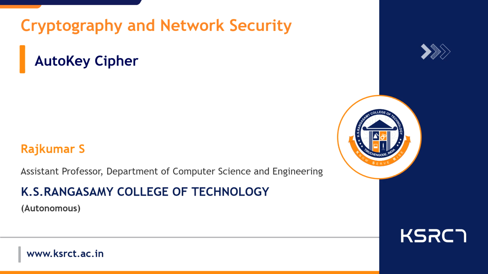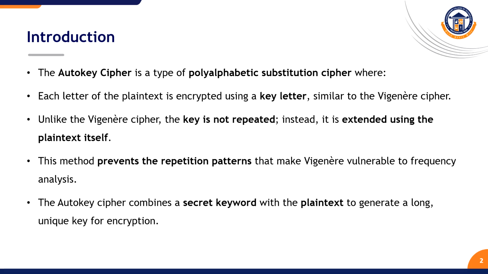Hi everyone, today we're going to see one topic called Autokey cipher. This is one of the cipher techniques in cryptography and network security. Autokey cipher is one of the polyalphabetic substitution ciphers. Here, the plain text is encrypted using key values, similar to the Vigenère cipher. But in the Vigenère cipher, the key is repeated, whereas here the key is extended. That is the difference between Vigenère and this polyalphabetic substitution cipher.